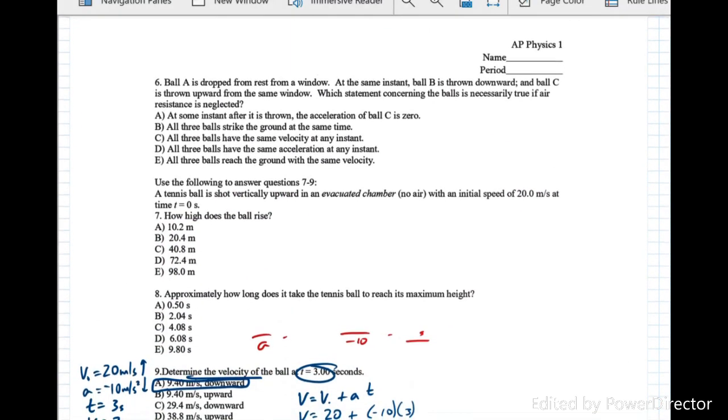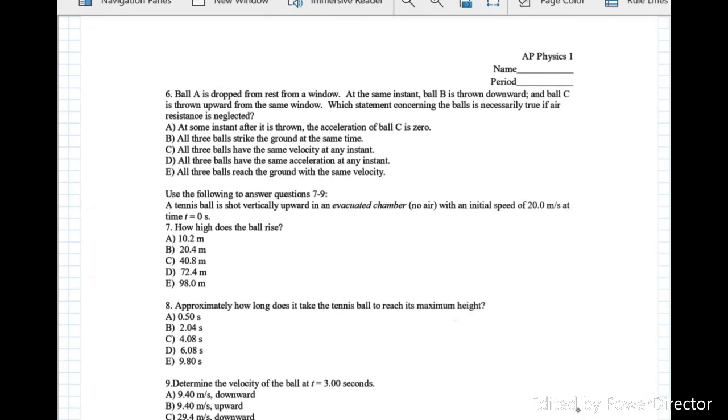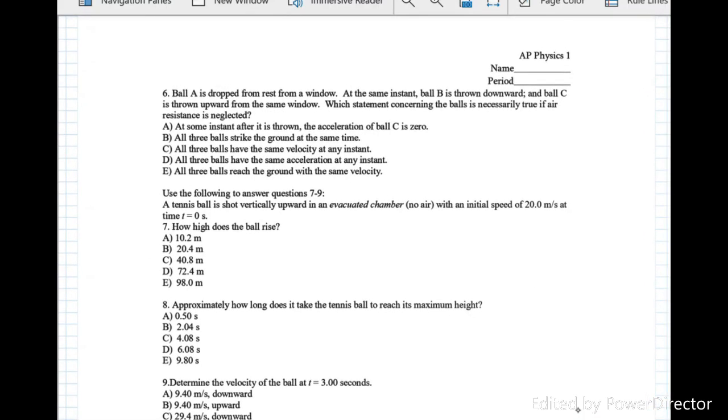So, on to number 6. So number 6, we're going to drop a ball from a window, we're going to throw a ball down, and we're going to throw a ball up. So the initial instant, I have the first ball that I'm dropping, second ball that I'm throwing up with V0, third ball that I'm throwing down V0.